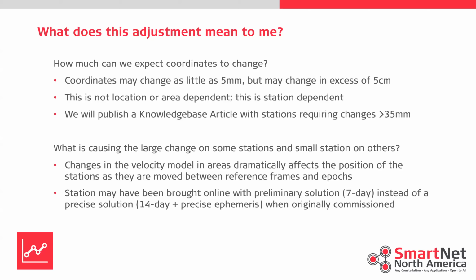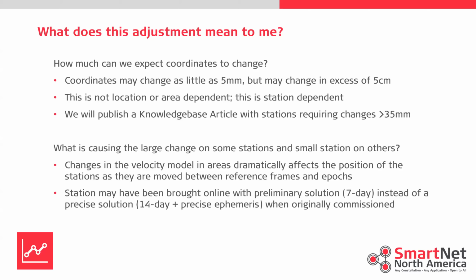So we've had this question a lot: what is causing the large change on some stations and small changes on others? Well, this goes back to what I was talking about in the beginning. The changes in the velocity model in areas dramatically affect the positions of stations because they're moved between reference frames and epochs. We're talking about a 10-year move in epoch. So any small, literally 2, 3, 4 millimeter change of velocities makes a significant 2, 3, 4, 5 centimeter difference in position of the station. So this is huge. This is gigantic. This is something that cannot be ignored. And this is the reason that we have to make sure that you're aware of it.